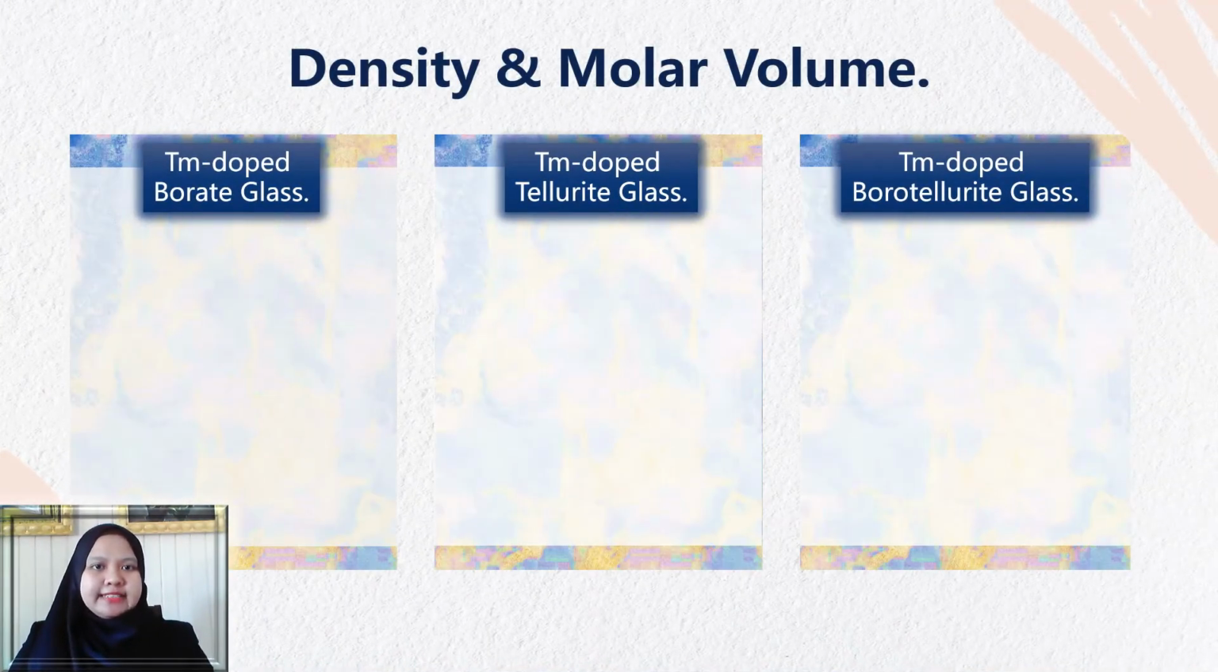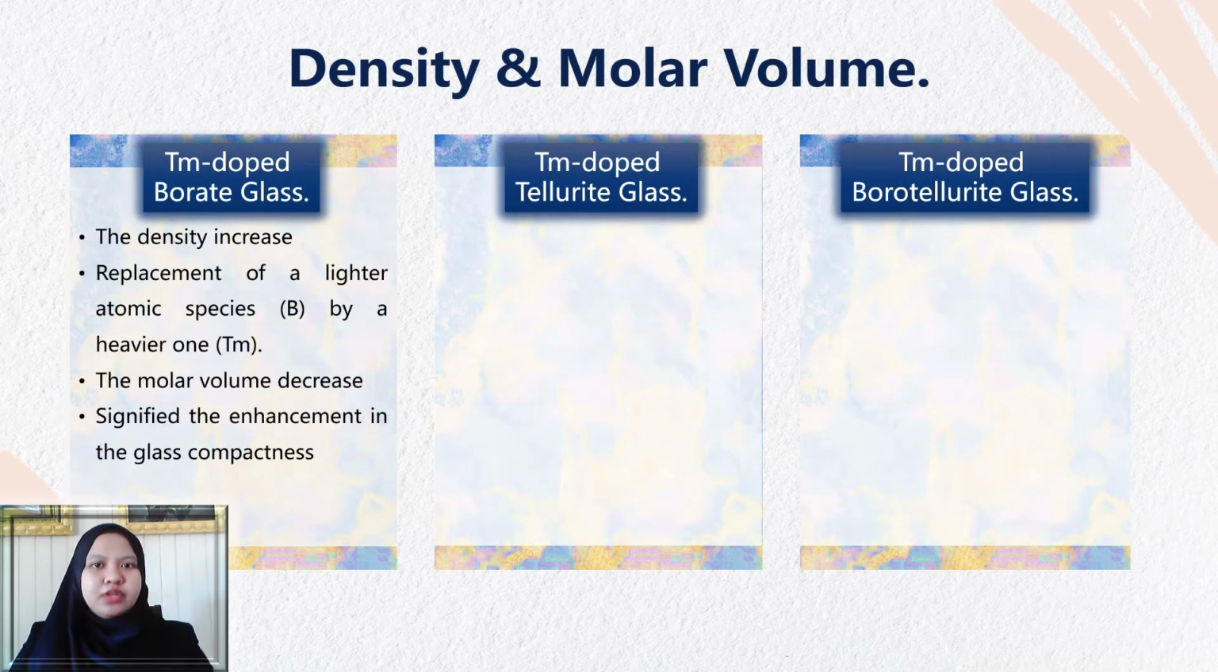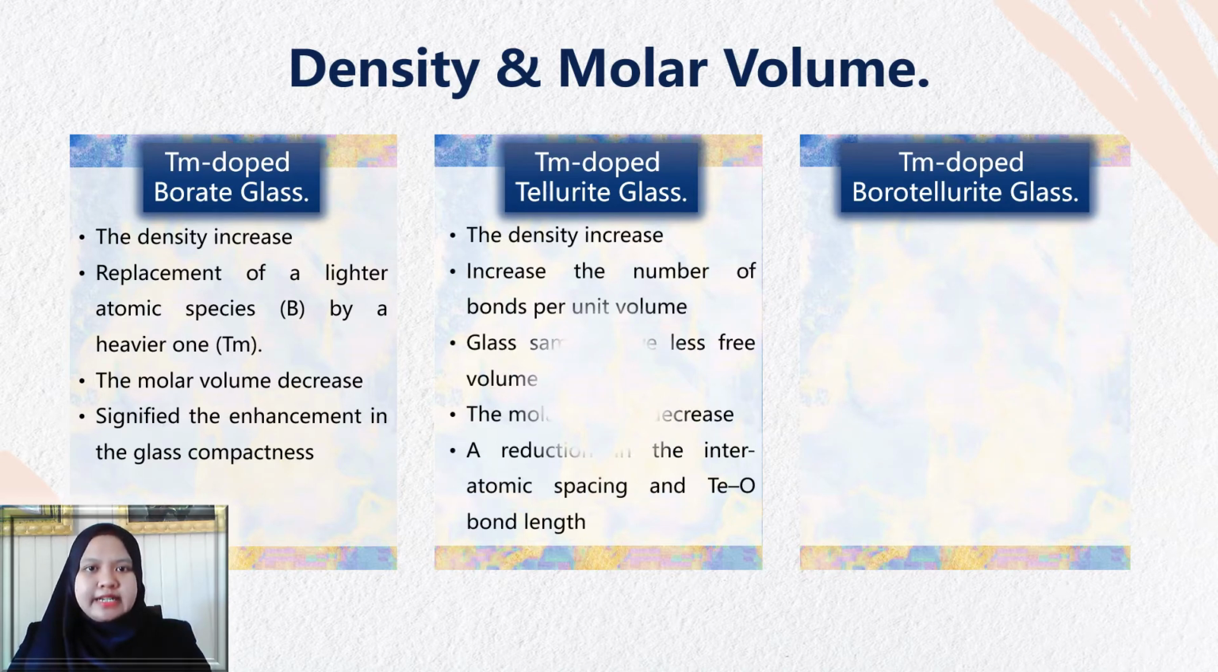In borate glass, the density was increased and the molar volume was decreased with the increase in thulium doping level. The increase in the value of density was attributed to the replacement of lighter atomic species by a heavier one. Conversely, the reduction in molar volume with the increased contents of thulium doping signified the enhancement of the glass compactness, so-called network shrinking.